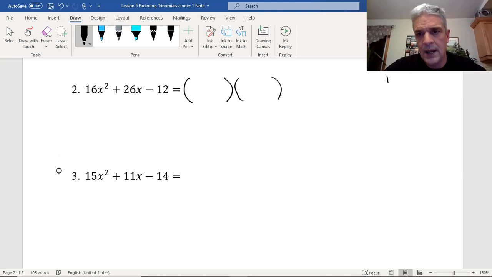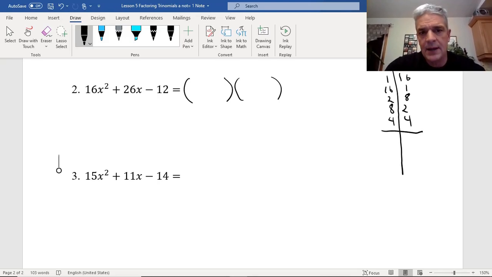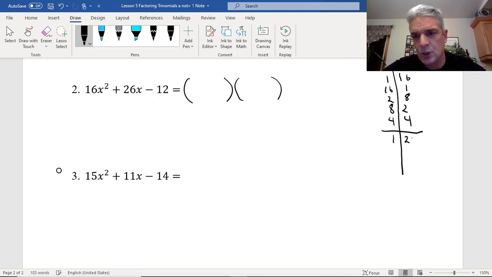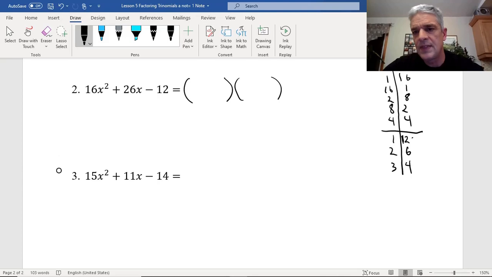So I'm going to go 1 and 16, 16 and 1. Right? And then I'm going to go 2 times 8 and 8 times 2, and then finally 4 times 4. Those are all my factors of 16. I'm going to draw a line down the middle and across here. And then I'm going to write my factors for 12. So I got 1 times 12, and 2 times 6, and 3 times 4. Okay, and those are all my factors of 12. I don't need to write them both ways because I've done it once one way.